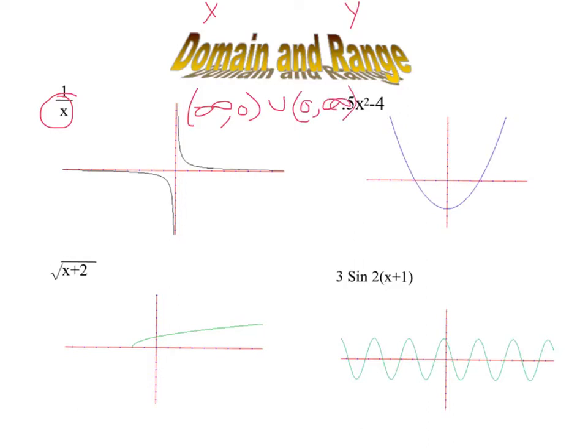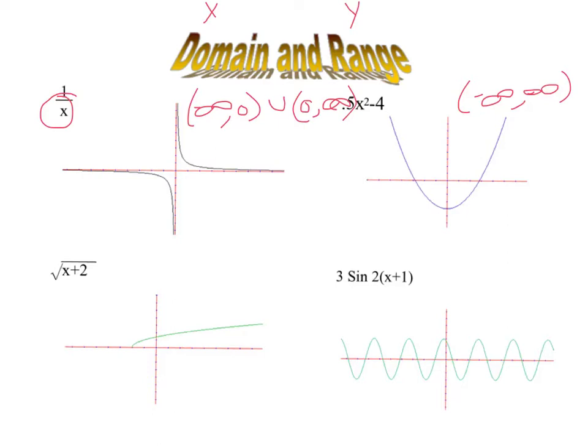Over here in the second example, it's just a parabola. So domain actually is all real numbers. I mean, we're not going to have anything we can't put in there. So domain is everything, negative infinity to infinity.